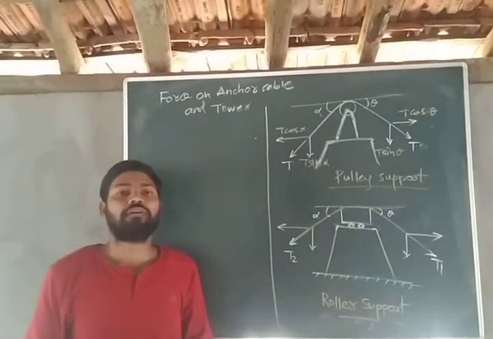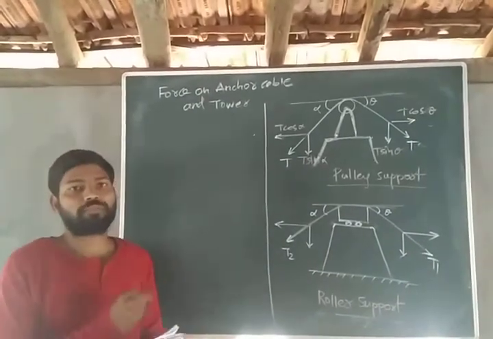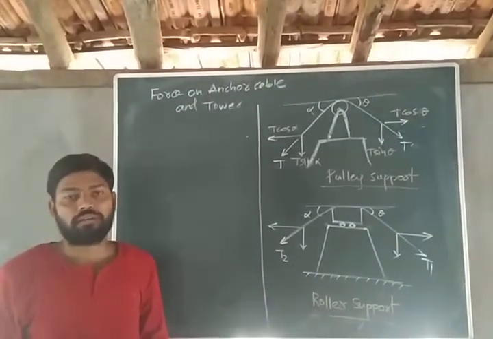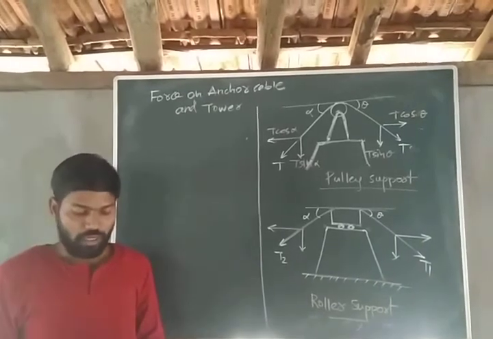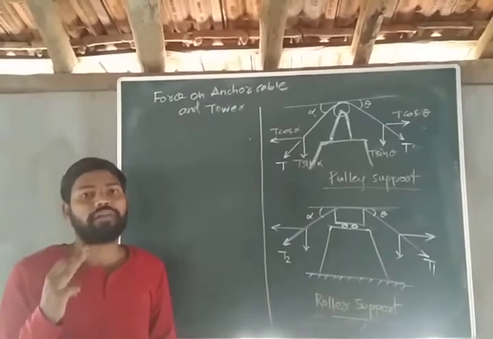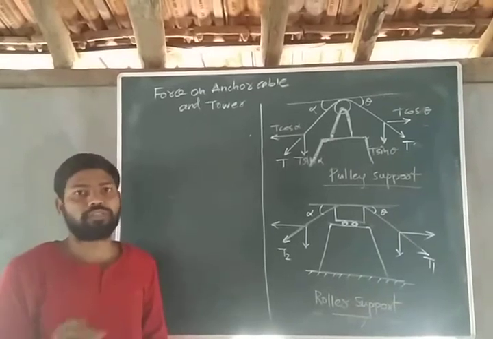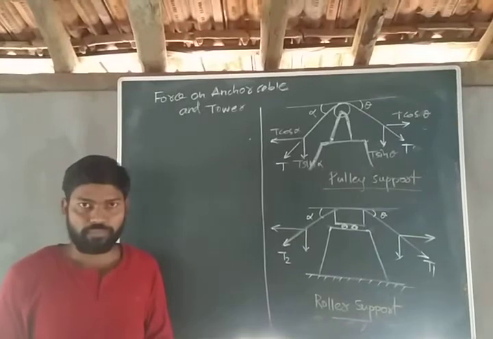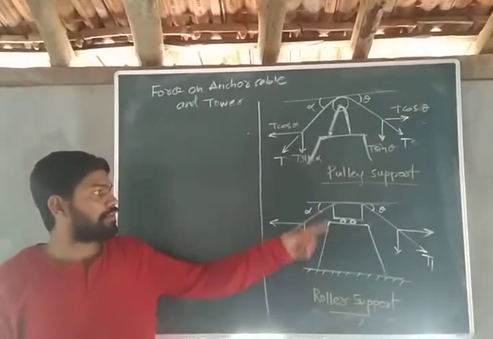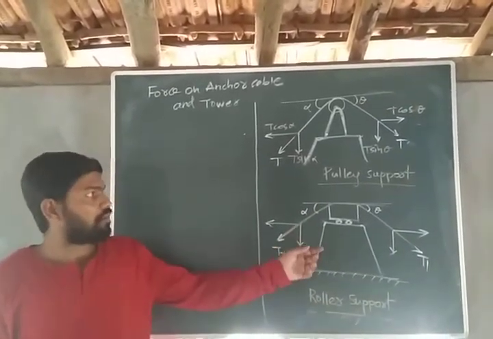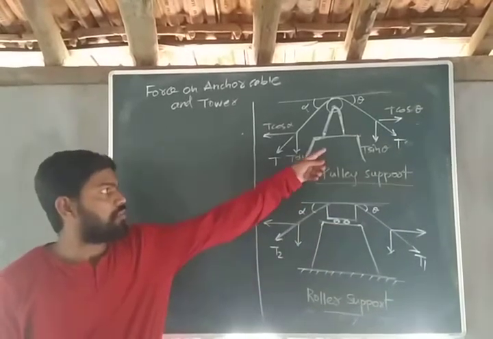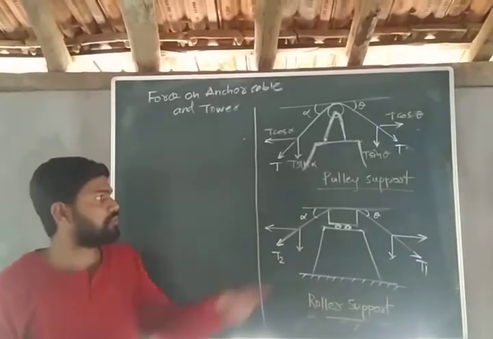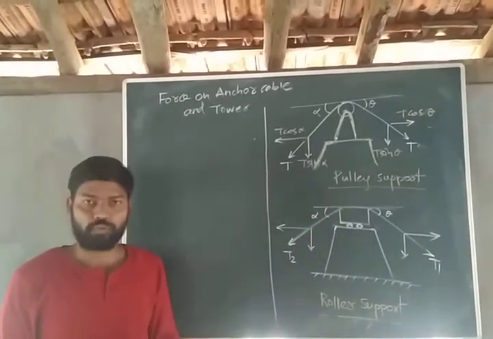So dear friends, in the first lecture of suspension bridge we have seen that the suspension cable passes over the tower. Now at the top of the tower there are two different types of supports provided for the suspension cable. One is pulley support whereas the second is roller support. Due to these two different types of support, different forces are transferred to the tower as well as the anchor cable.